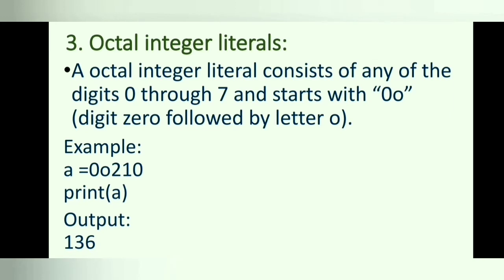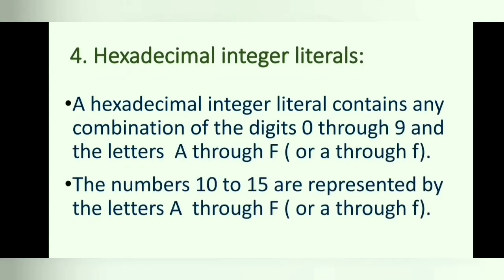Octal integer literals. An octal integer literal consists of any of the digits 0 through 7 and starts with 0o. O may be uppercase or lowercase. Example: 0o210 is assigned to A. Print A. The output will be 136. The output will be displayed in the decimal number system.